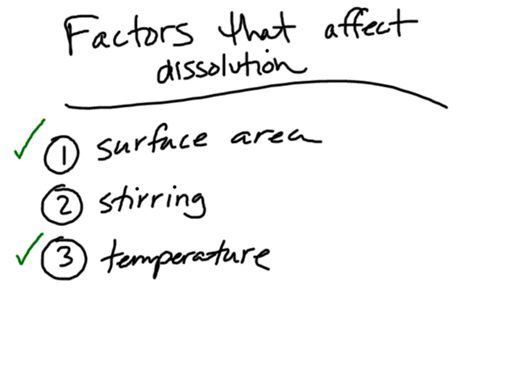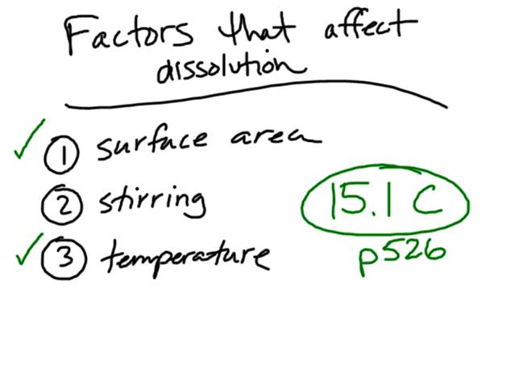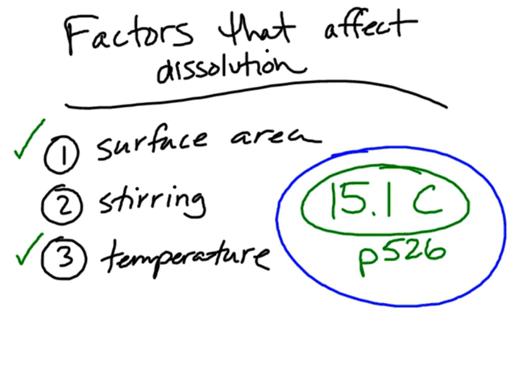Now, if you look in your textbook on page 526, chapter 15, section 1C, it goes into detail how surface area is affecting dissolution, specifically the surface area of the solute, how stirring helps, or at least how it affects the rate of dissolution, as well as how temperature affects the rate of dissolution. Alright, so make sure you read over that. It's really short, maybe half a page, just to get a better understanding. I'm going to go over the procedure right now.